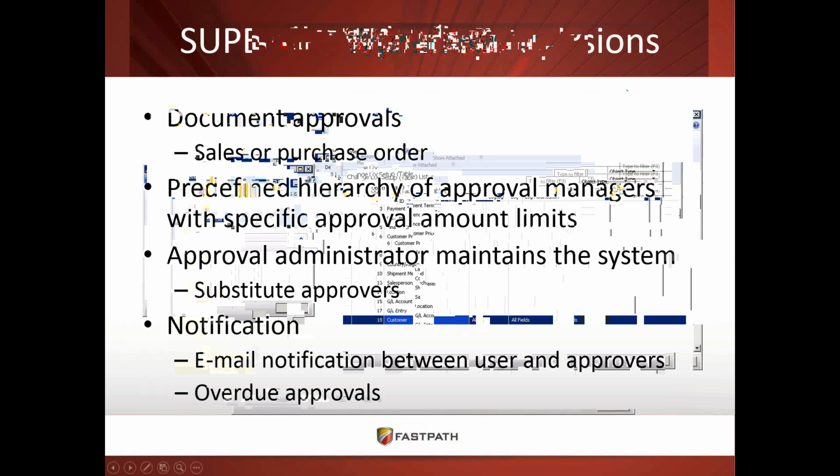You'll also be able to have substitute approvers. So let's say John is responsible for approving sales orders up to 100,000. Say John's on vacation, you can assign a substitute approver. So if he's gone for a week, we don't have to wait a week to get something approved inside the system. So you can have substitute approvers, and then NAV also allows you to do notifications.